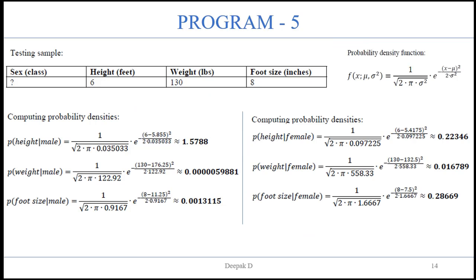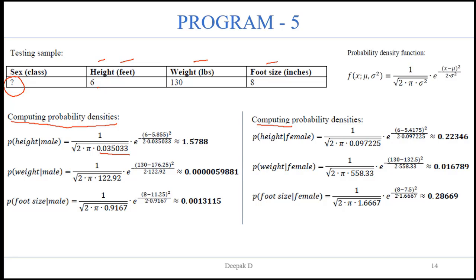So here, what is the test case that has been given? The test case is I need to identify the class of a given instance. So here the height is 6, weight is 130 and foot size is 8. So I need to identify to which class this instance belongs, whether it is male or female. So how do you identify? By computing the probability density function with respect to male and also with respect to female. So the probability of height given male is equal to, you apply the probability density function here, 1 divided by square root of 2 into pi into this value. What is this value? It is the variance. So this value is received as we discussed in the previous slide.